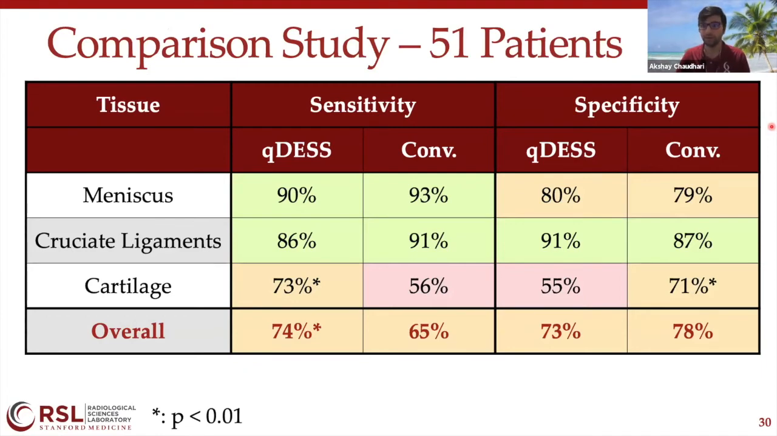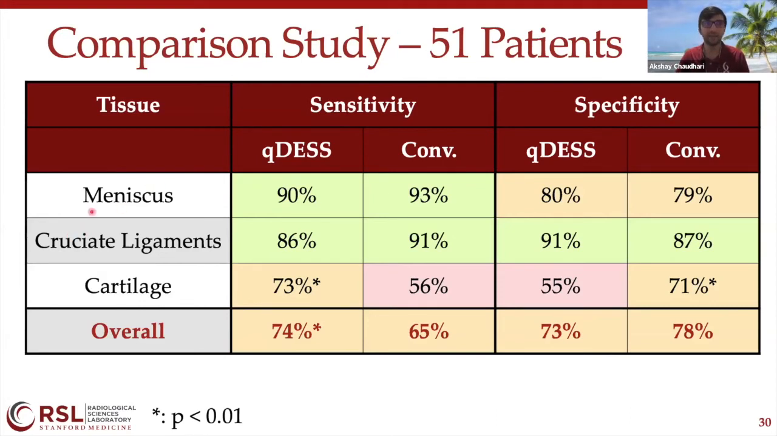And with this arthroscopic surgery, we had some nice reference measurements for injuries to the meniscus, injuries to the cruciate ligaments, and injuries to the cartilage. And what we wanted to compare was the relative sensitivities and specificities of our qDESS imaging and the conventional imaging protocol to those findings that were found during arthroscopic surgery.